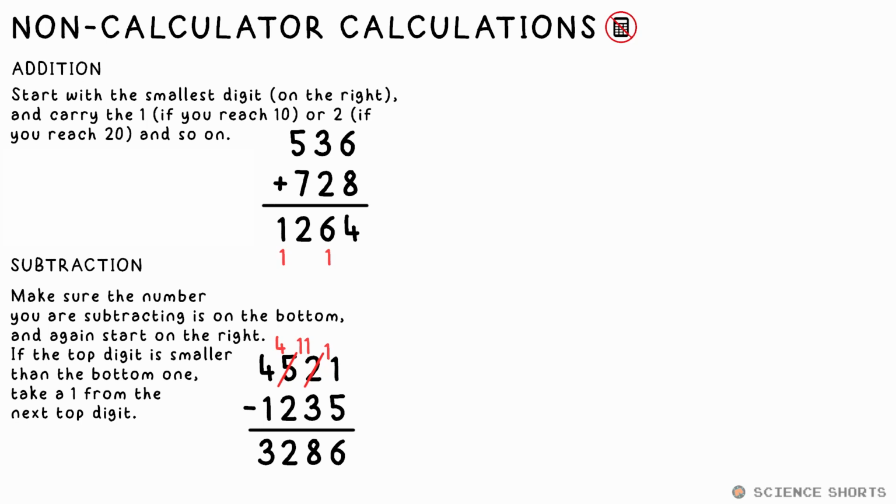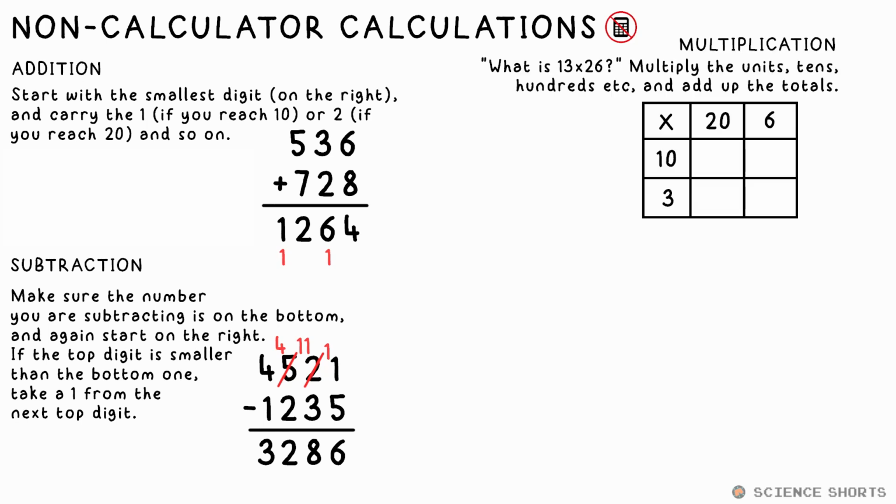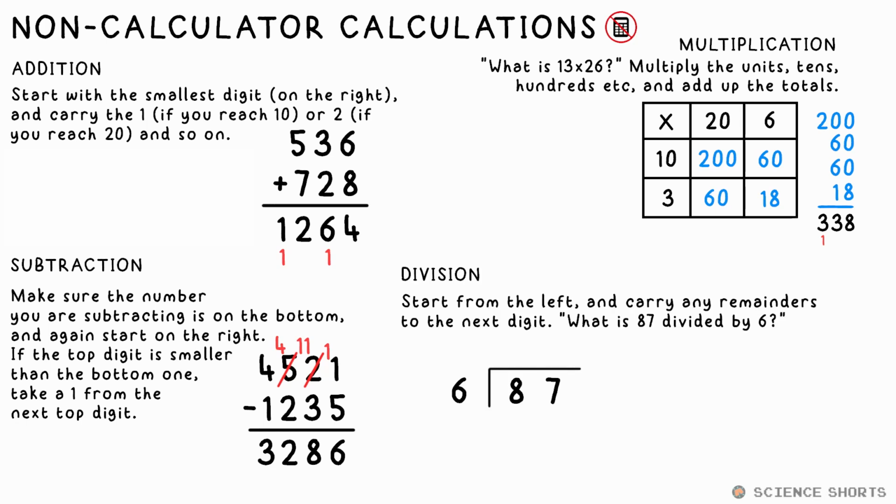Multiplying, you have the grid method, whereby you give the hundreds, tens, units their own column and row. Do these individual multiplications and write the answer in each box, then add up the total. To do short division, you put the number you're dividing in the box and the number you're dividing by outside on the left. Start on the left by dividing each digit, carrying whatever remains over to the next digit.